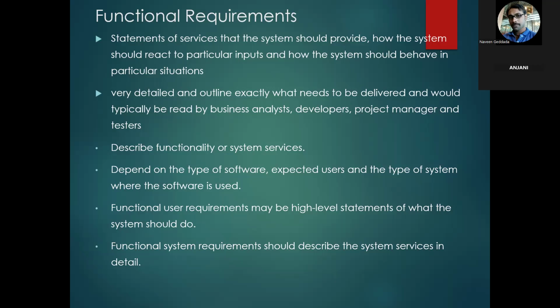In that particular statement you have defined, there should be a meaningful explanation of how the system is going to function. Okay. These are the statements of services that describe how the system should react to particular inputs and how the system should behave in particular situations.